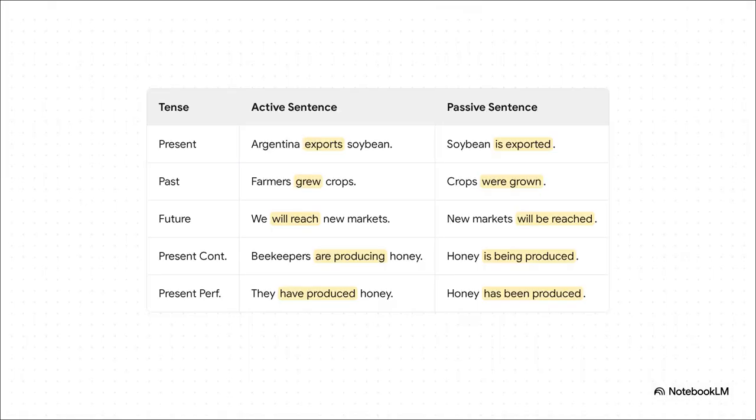And check this out. This formula works no matter what tense you're in. Look here. In the present, exports becomes is exported. In the past, grew becomes were grown. In the future, will reach becomes will be reached. You see the pattern? That little helper verb, to be, does all the heavy lifting for the tense. Is, were, will be, is being. But that main action verb, it just flips to its past participle form every single time. It's incredibly consistent.